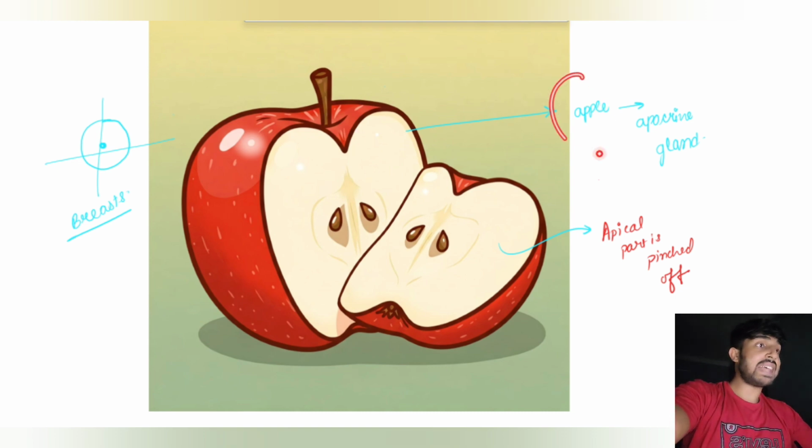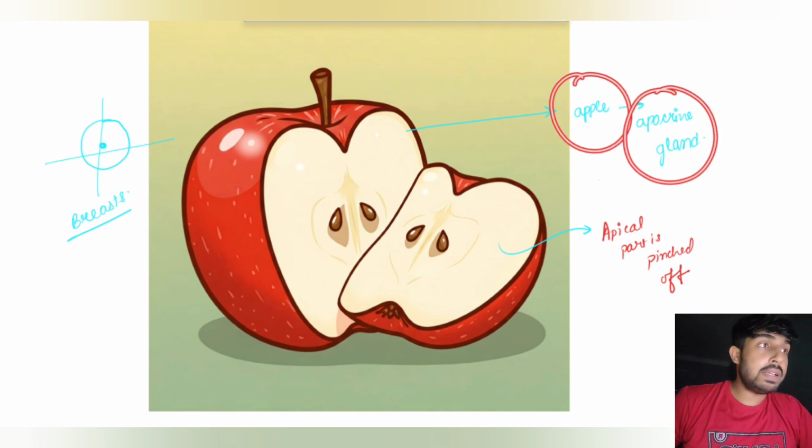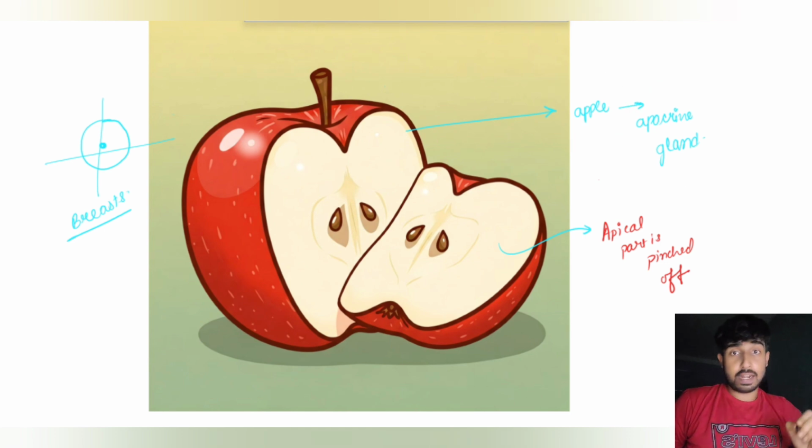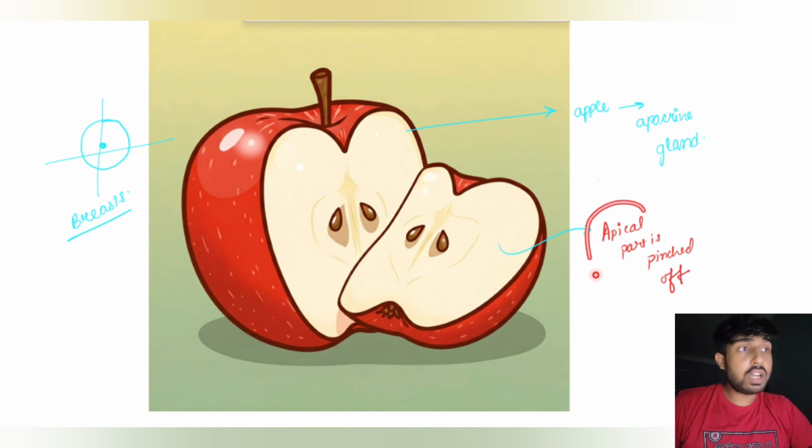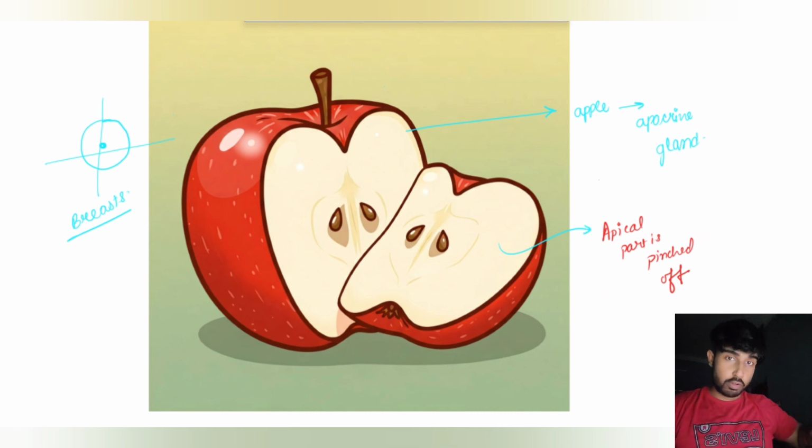Let's see, can you see this apple? This apple is our representation of apocrine gland. Now what is happening in this apple? This portion we have cut out, right? That means the apical part is pinched off. So the apical part is pinched off.